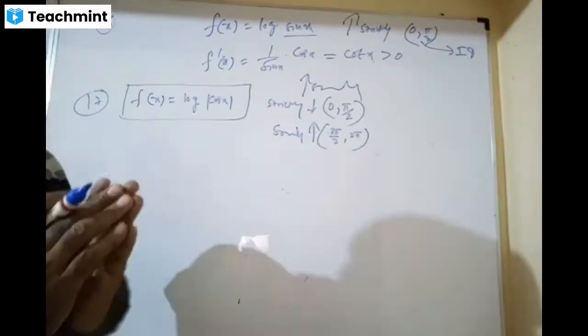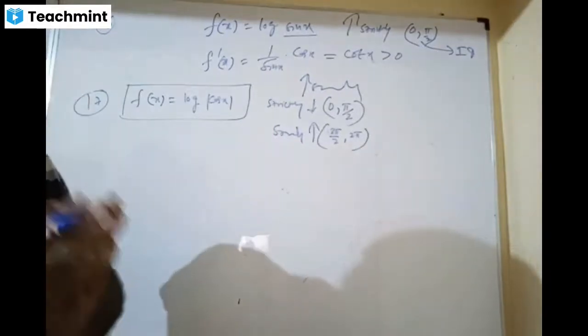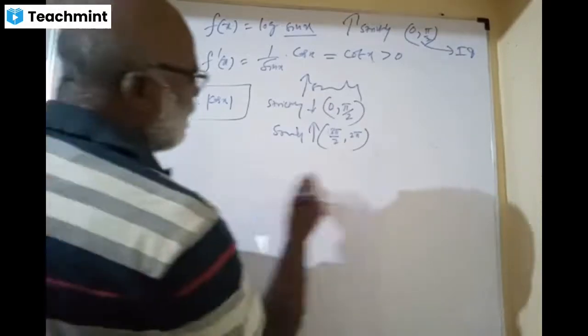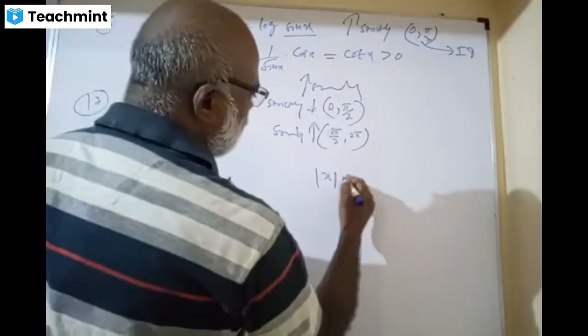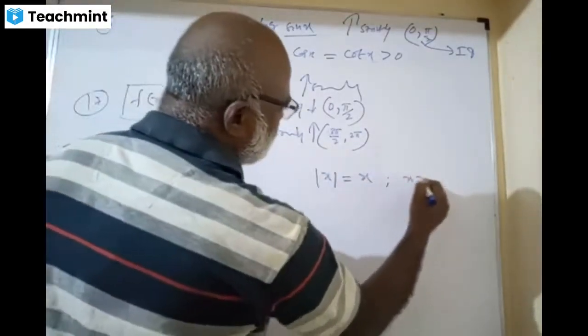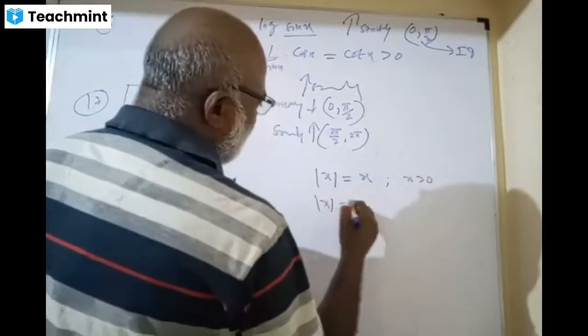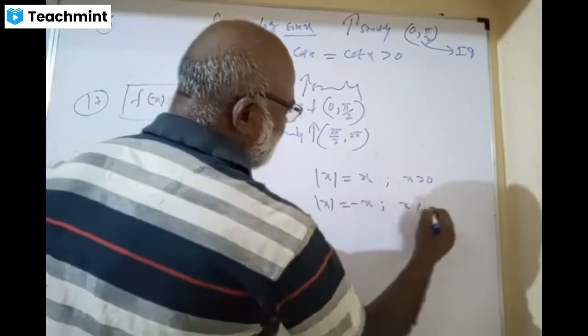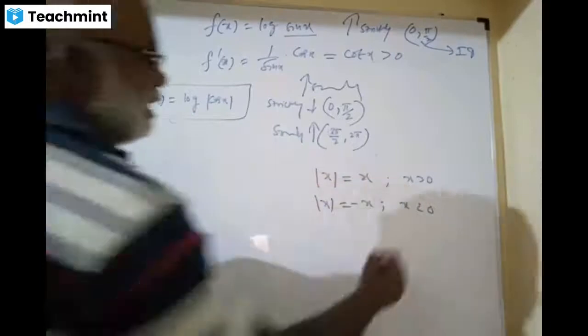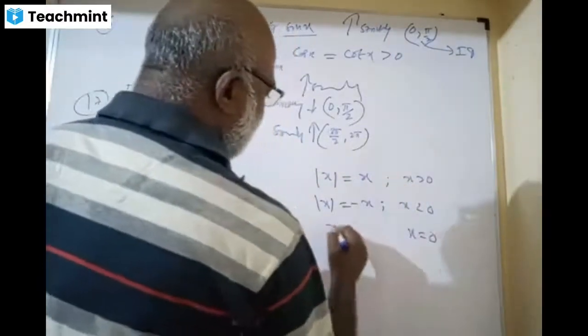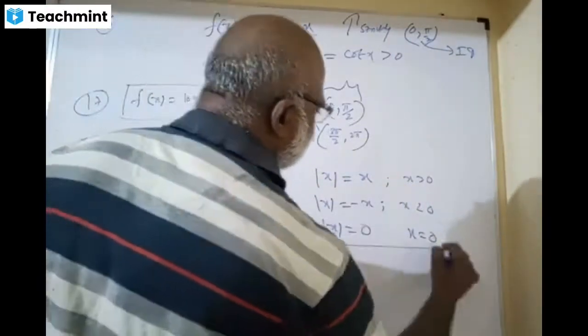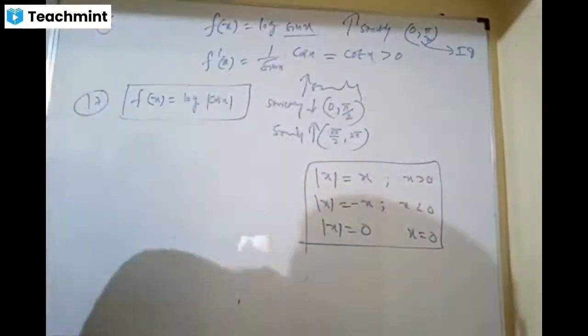But you have to remove that modulus. You can remove it: mod x equals x when x is positive. Write down this. Mod x is minus x when x is less than 0. And for x equal to 0, mod x equals 0. This is the definition of modulus of a function.